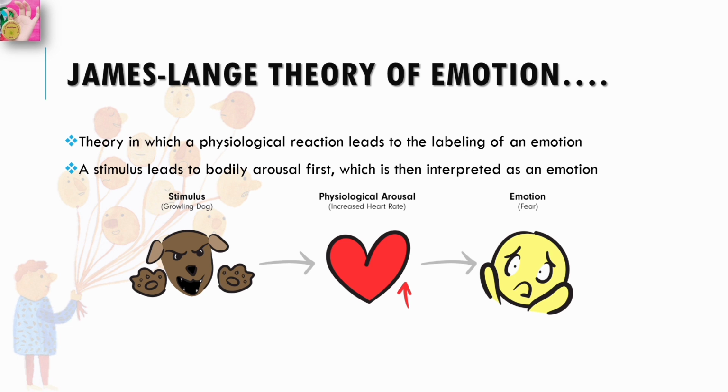So, in the James-Lange theory of emotion, a stimulus leads to bodily arousal first, which is then interpreted as an emotion. You can see right here in the picture a stimulus, for example, a snarling dog, leads to the first response, which is arousal, changes in the body. We can call it an autonomic nervous system arousal. And the second response is the conscious fear. Now, a sentence based on the James-Lange theory will be, I am afraid because I am shaking.